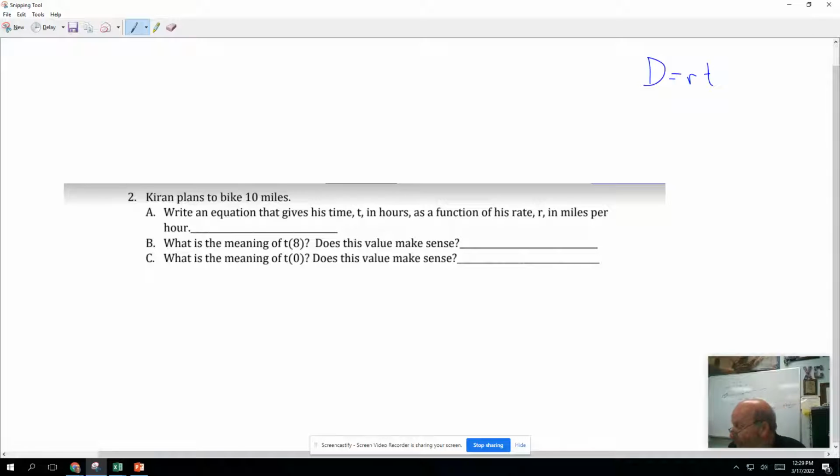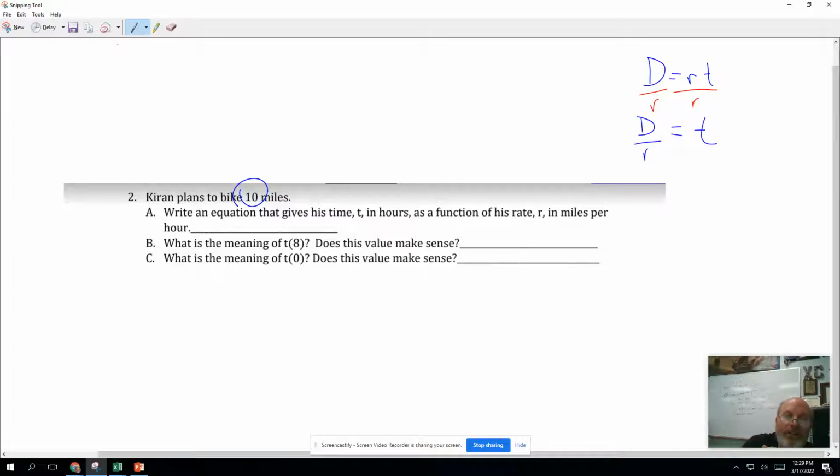How do you get that, though? You're right, you're on the right track. How do you get t by itself? Divide both sides by r. If you divide both sides of that by r, you get t equals d divided by r. And that's t as a function of d and r.